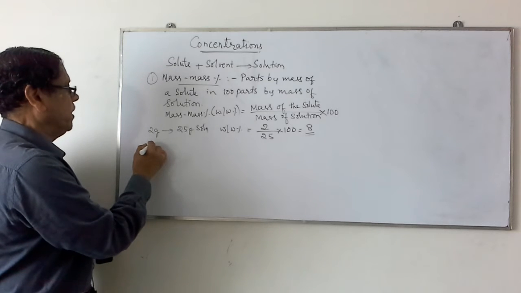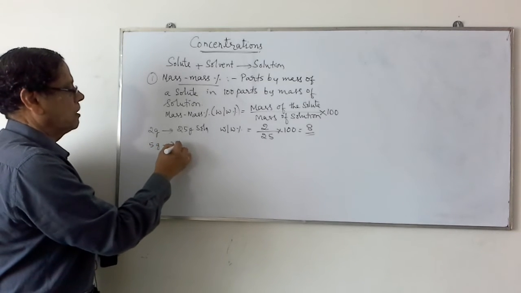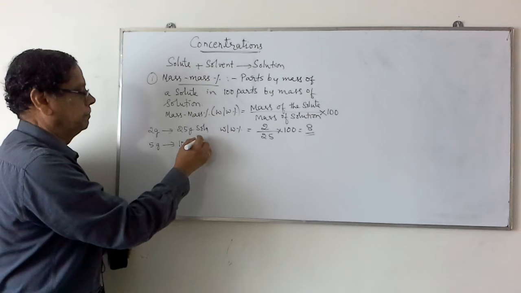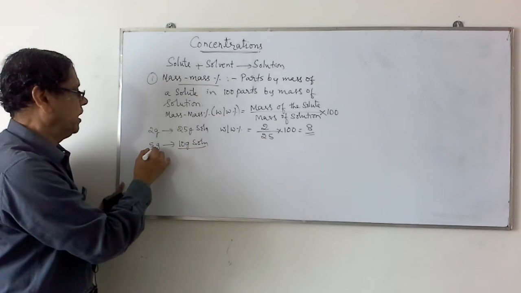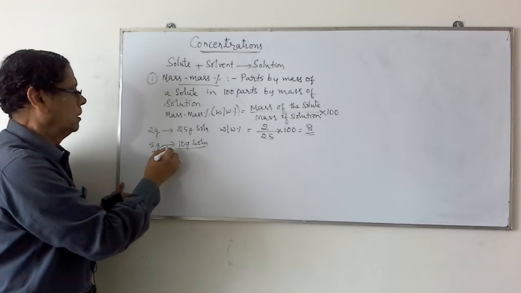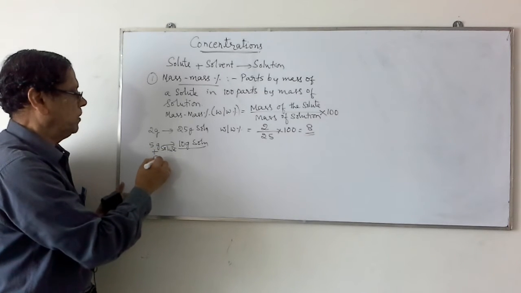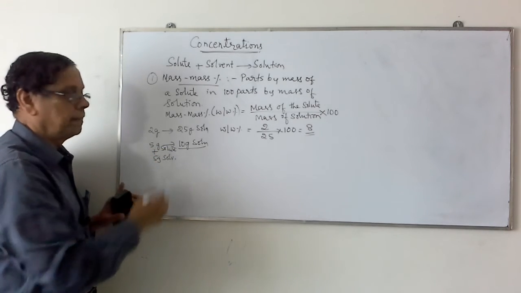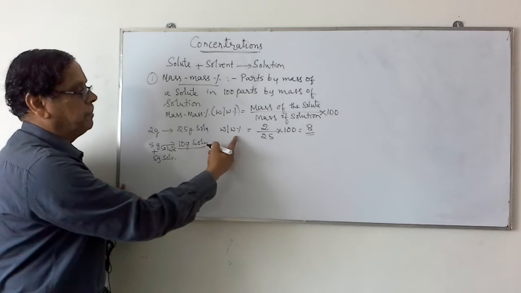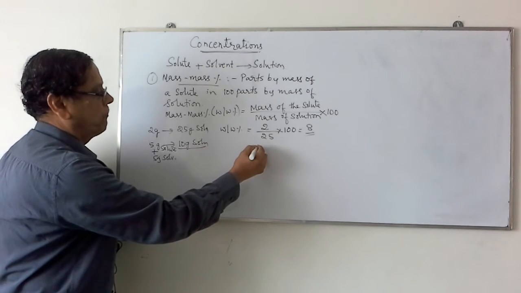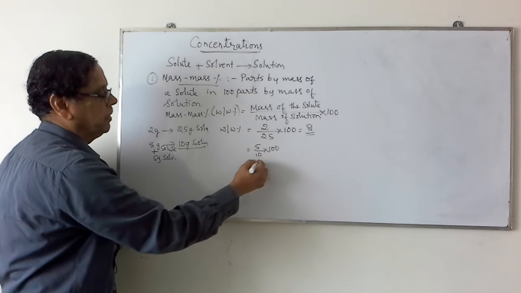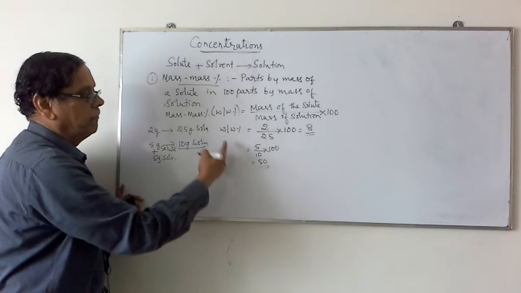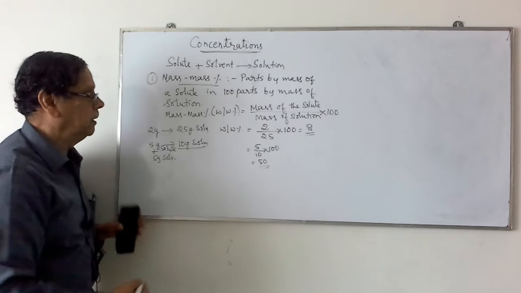Similarly, if you take 5 grams of a substance dissolved in 10 grams of solution, so to prepare the 10 grams of the solution, it should contain 5 grams of the solute plus 5 grams of the solvent. Then the weight percent will be equal to 5 divided by 10 multiplied by 100. It is 50%. Weight by weight percent is equal to 50.